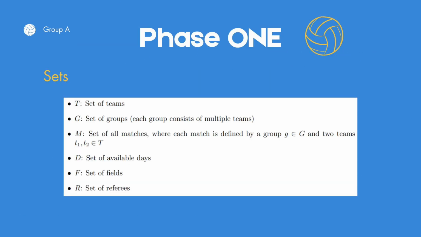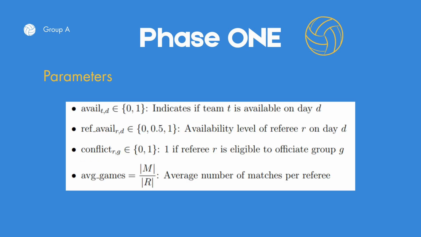Let's start with the sets we use in our model. This defines the different elements involved in our scheduling problem. These sets build the foundation of our model by defining what we are scheduling and when and where it's allowed. Next, we define the fixed input parameters used in the model. These parameters are based on real-world inputs, like team schedules and referee preference.